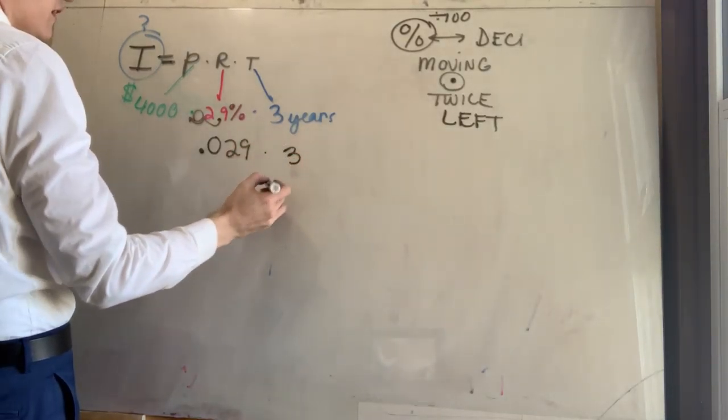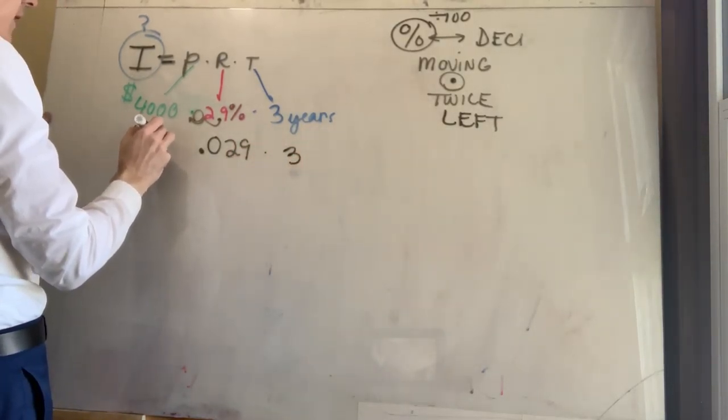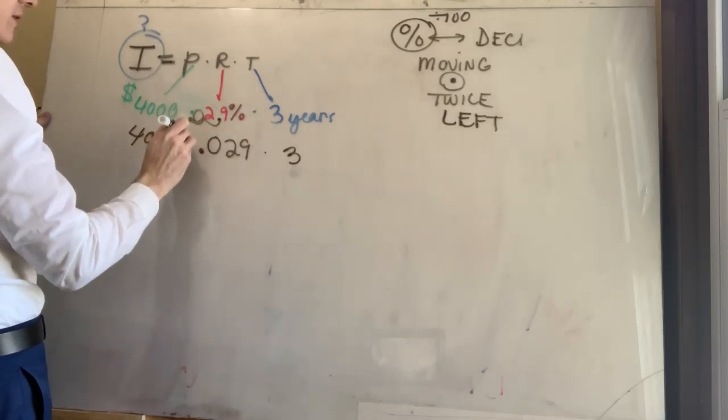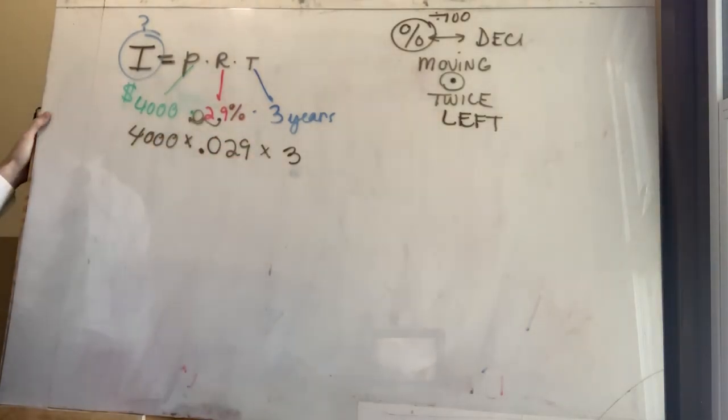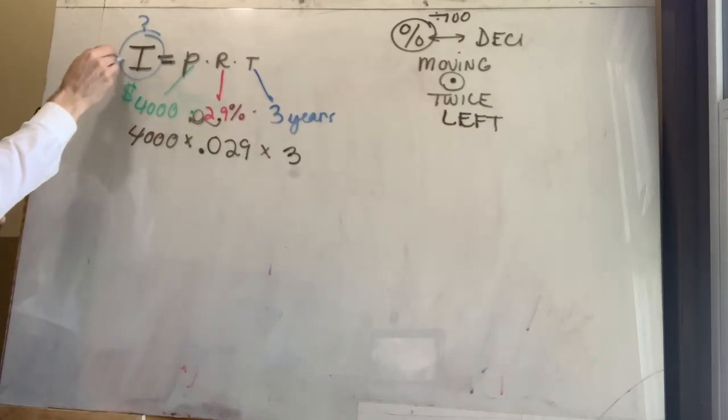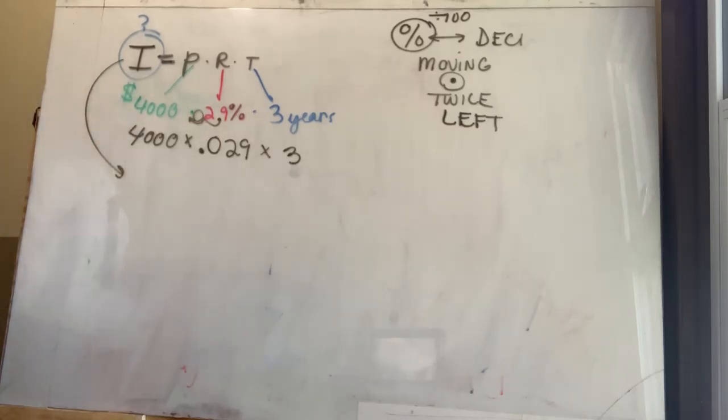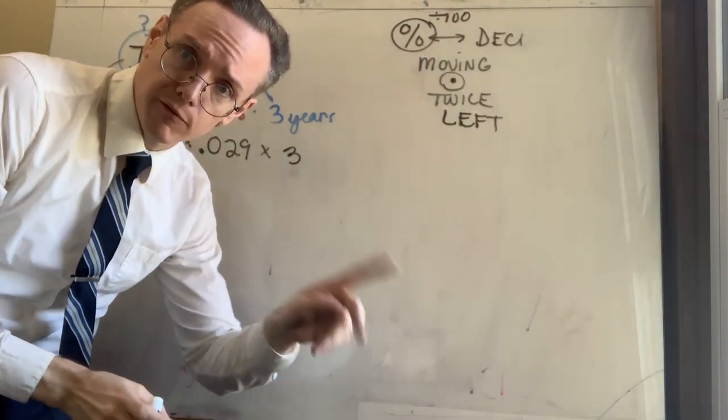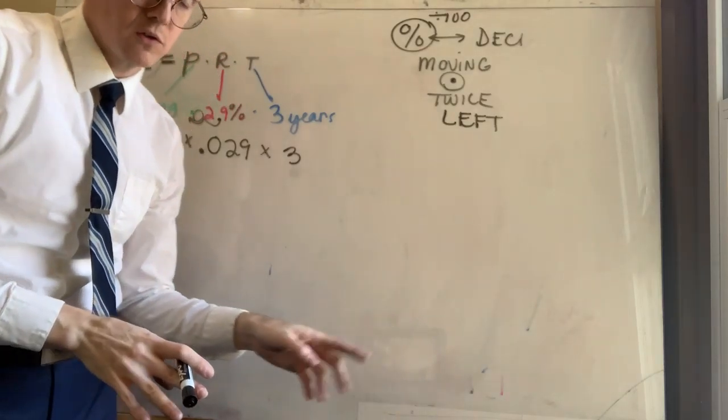Three is in years, thankfully you just leave it like that. And you can enter these numbers as you see them in your calculator just like this. If you're doing it by hand, then it would actually be to your benefit to do it in the fraction style because there are lots of shortcuts.